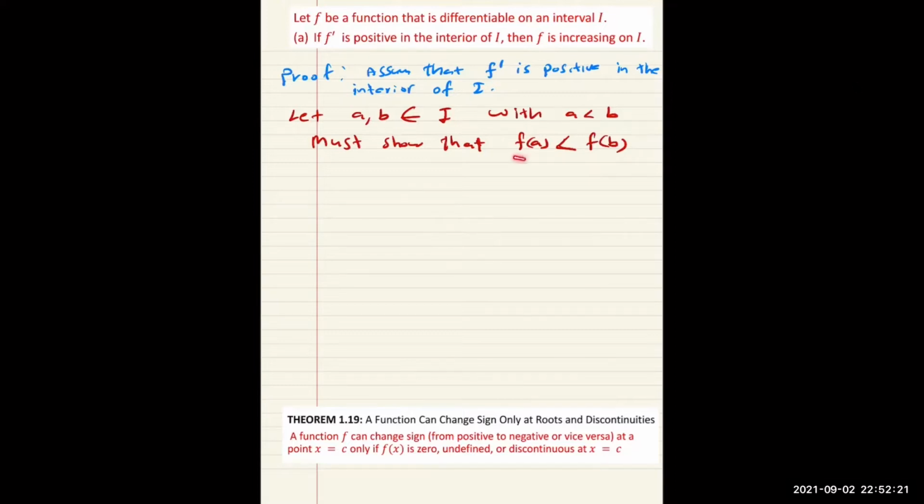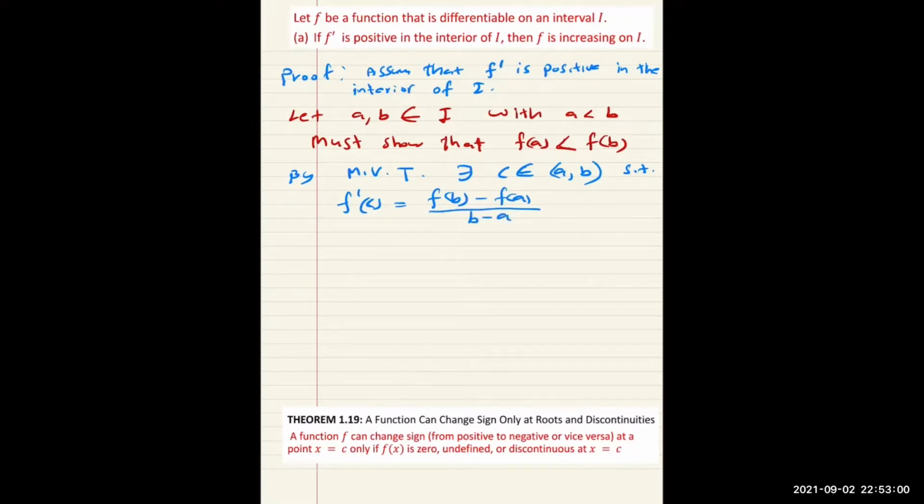How do you show this? Well, I'm going to apply the mean value theorem. By the mean value theorem, there exists some c between a and b such that f prime of c is equal to f of b minus f of a divided by b minus a.